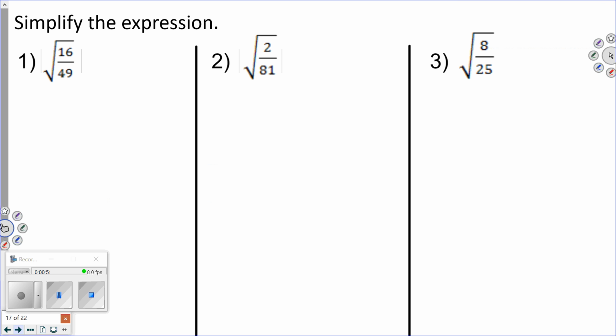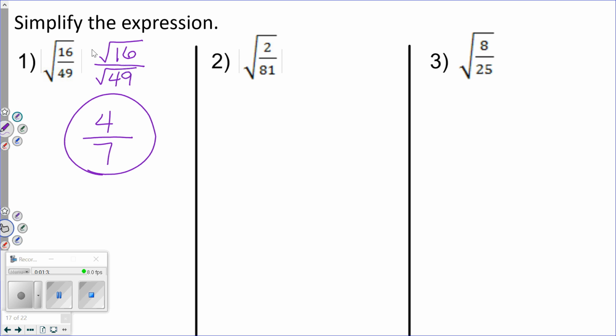So number one, first thing, let's split it apart. We'll do them separately. So I would split that to radical 16 over radical 49. All right, write that separate. And then we can just treat them like two separate problems. So the square root of 16 is 4. Square root of 49 is 7. Does 4 over 7 simplify? No. So we're good. Done. It's nice when they're pretty and perfect, right?